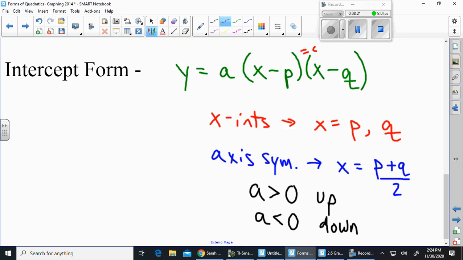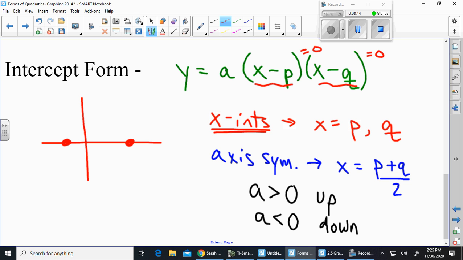You think of setting those 2 things equal to 0, and you're going to get the opposite of this and the opposite of that. Those are your x-intercepts. So if you think about it, those are dots, 2 dots on the x-axis, your zeros.